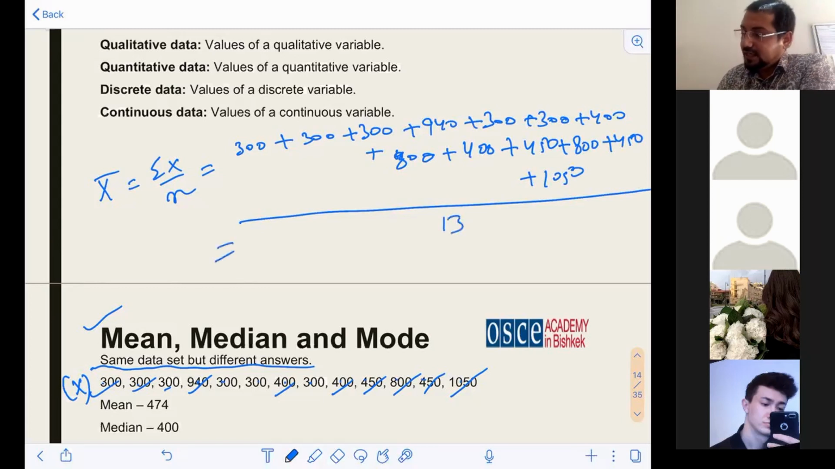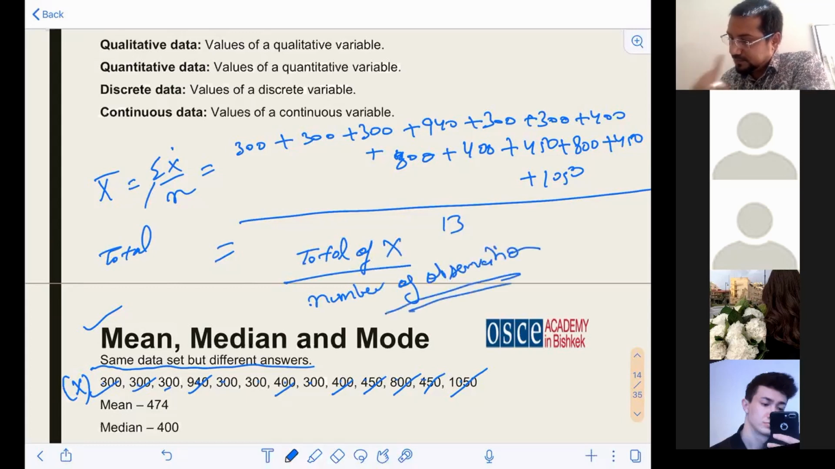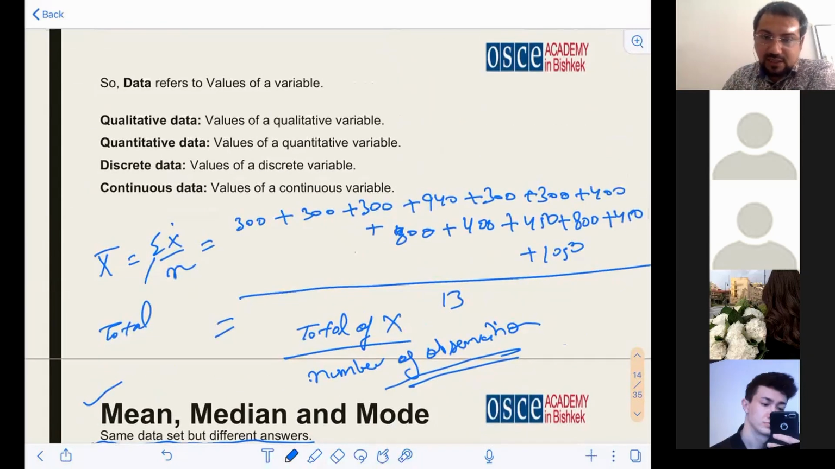So you will add all of them, and that would be called sigma. Sigma means, I told you yesterday, total. So it would be like total of x divided by n. N is the number of observations. One student has given the answer 483, whatever the answer. Now, this is called the mean.